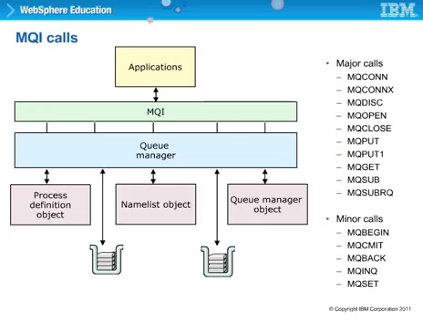The MQPut1 call enables an application to open a queue, put a single message on the queue, and close the queue, all within a single call. The MQBegin, MQCommit, and MQBack calls enable an application to put and get messages as part of a unit of work. The MQInq and MQSet calls are used to perform administration functions within a program, to inquire about the definition of an MQ object, or to change the definition of that object.